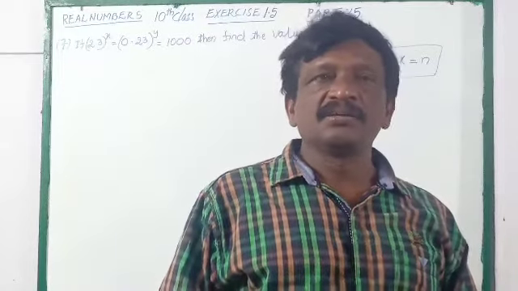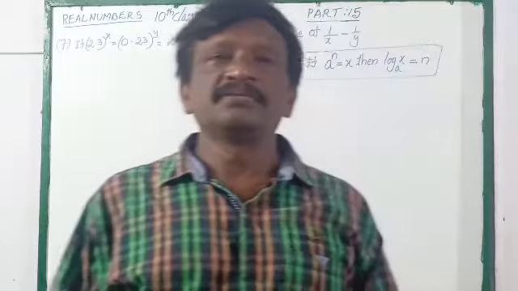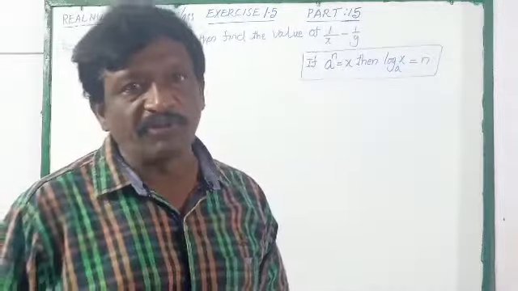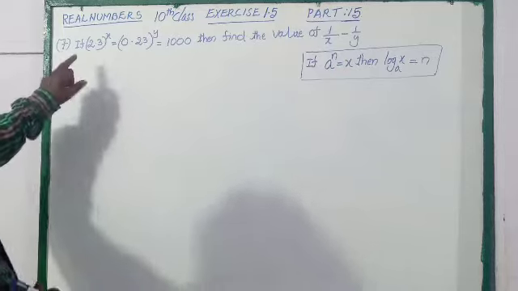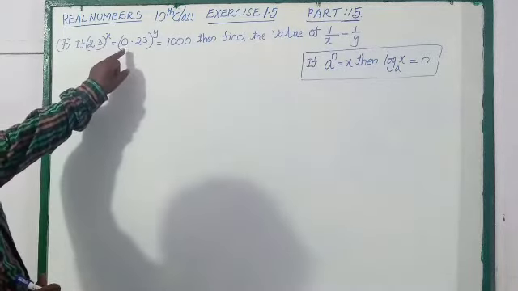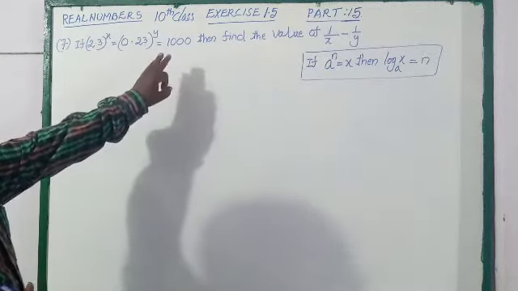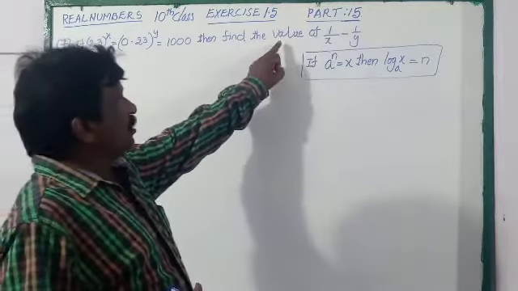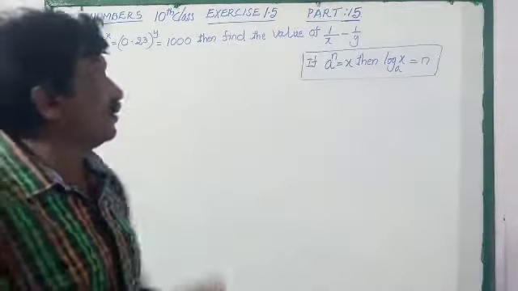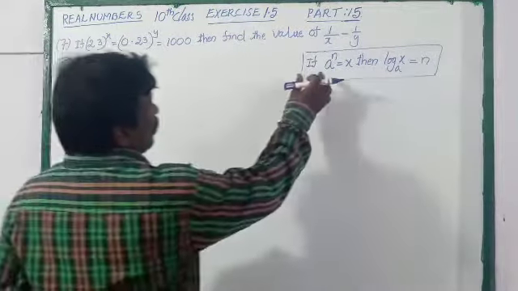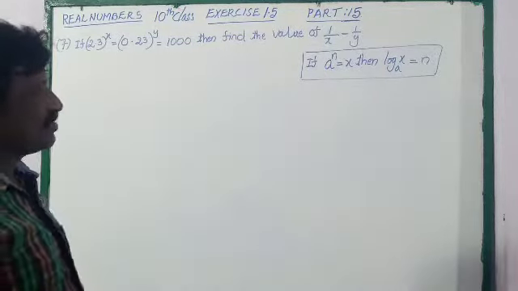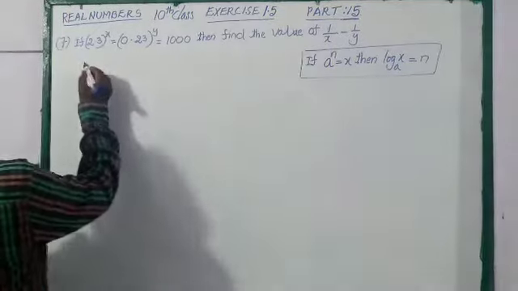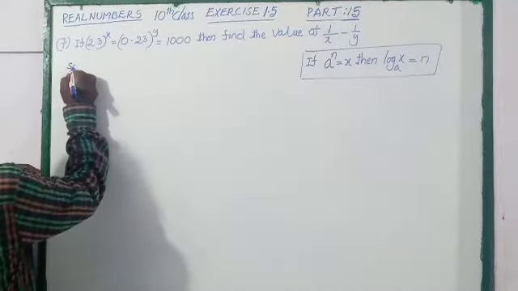10th class, part 15. Exercise 1.5, 7th sum. If 2.3 to the power x is equal to 0.23 to the power y is equal to 1000, then find the value of 1 by x minus 1 by y. You know the formula: if a to the power n is equal to x, then log x base a is equal to n.